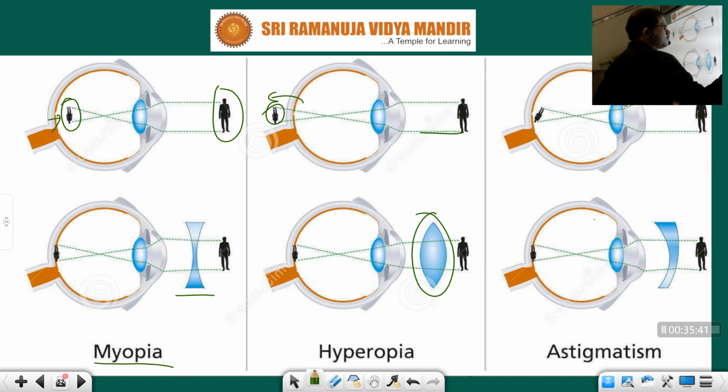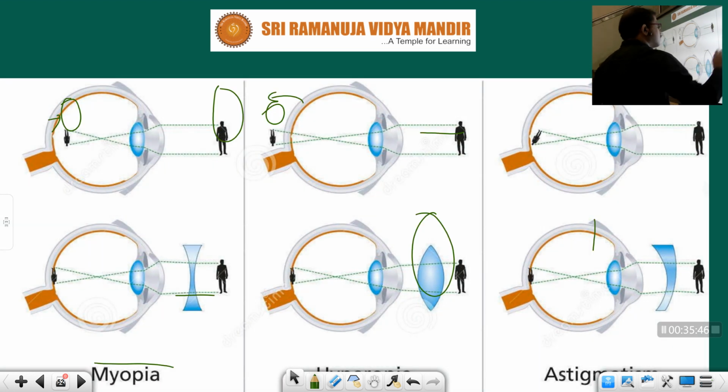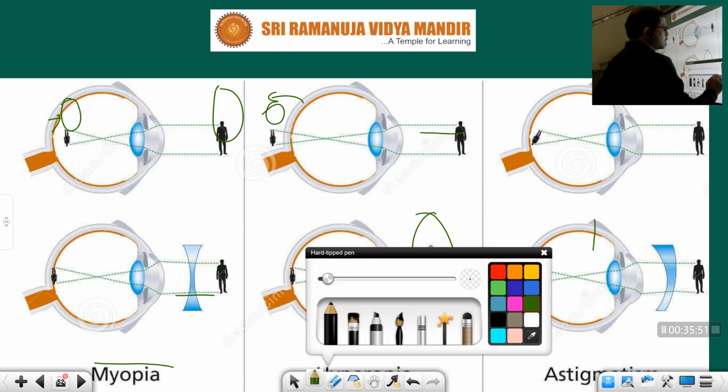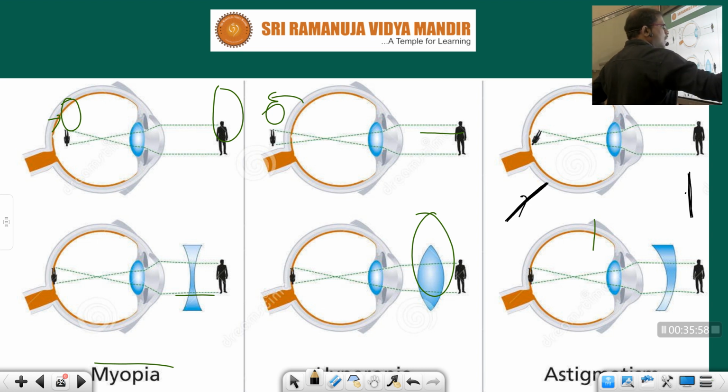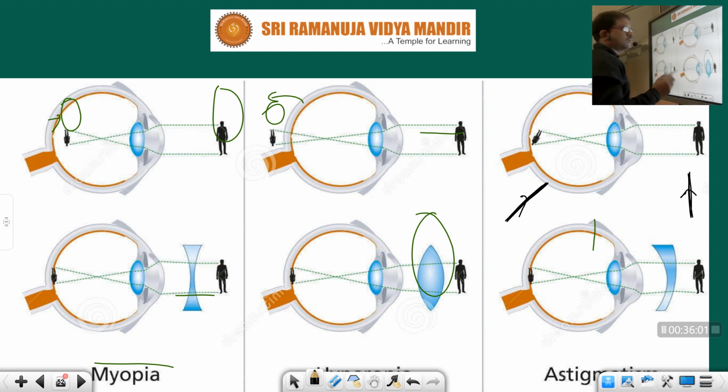Okay, and see children, for this person what is going to happen, the orientation of that image got changed. If you observe the orientation, this is the orientation of the object, this is the orientation of the image. It happens due to what? Due to different conditions, children. We can't say exactly that it happened due to this condition. And in order to correct that, we are using cylindrical lens. Okay, children.